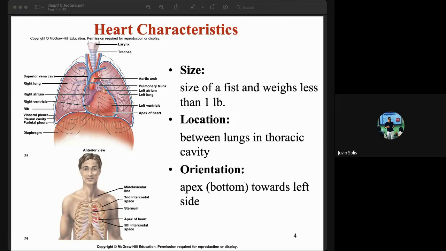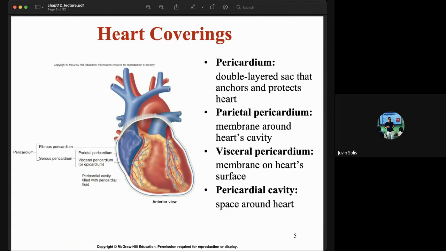Now let's go to the next one, which is your heart covering. Okay, we've already learned a lot of terms with covering. So the first one here is what we call your pericardium. Remember again the word peri, the word peri means around, right? So the pericardium is a double-layered sac that anchors and protects the heart. As you can see here, this is your pericardium.